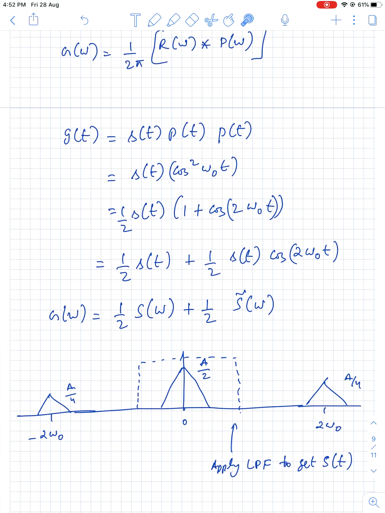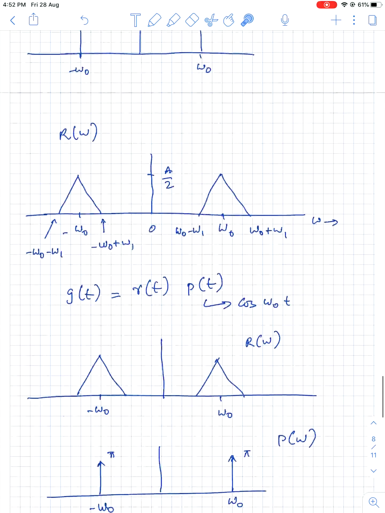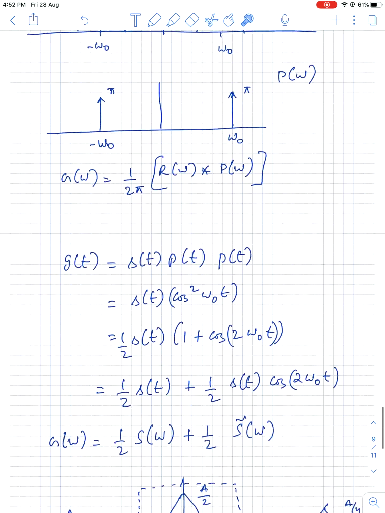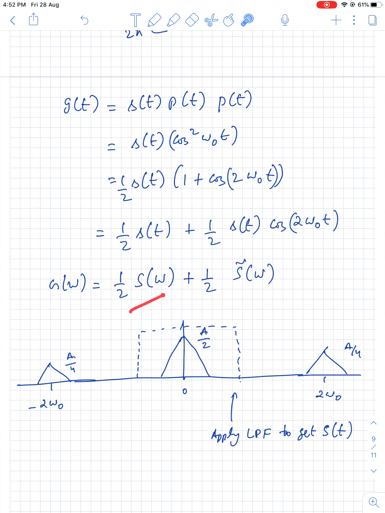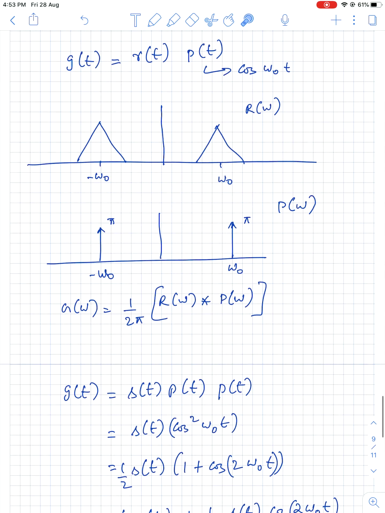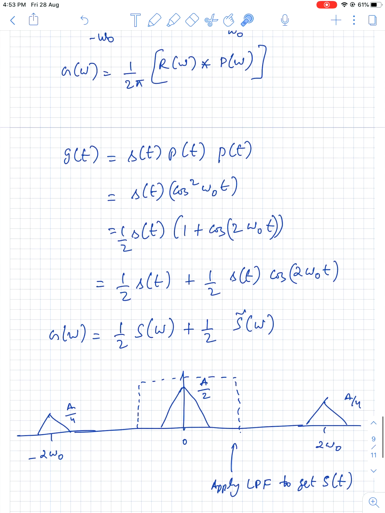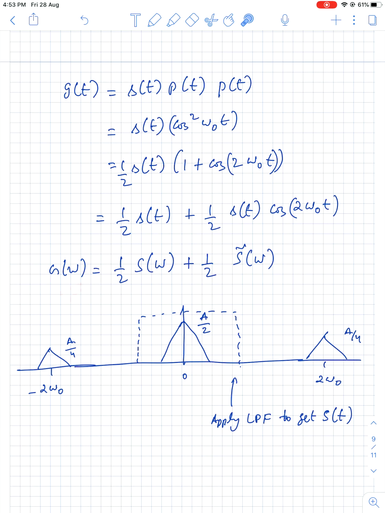So this is my S of omega. S of omega is nothing but the Fourier transform of my original signal: S of t transforms to S of omega. So I will have a term here, S of omega, and another term here, half of S tilde of omega. S tilde of omega is nothing but R of omega. If you write down the expansion, it's just 2-3 lines, you will get this, and there is a half factor here. So the spectrum of your output looks like this.